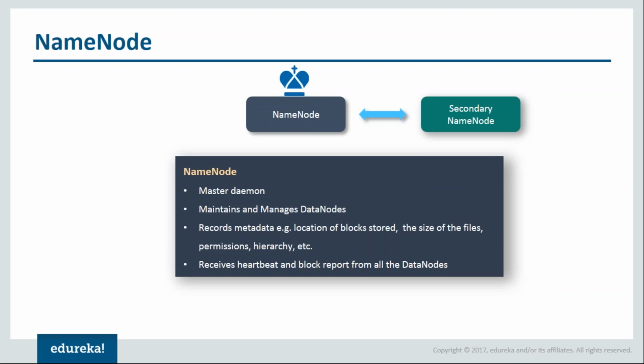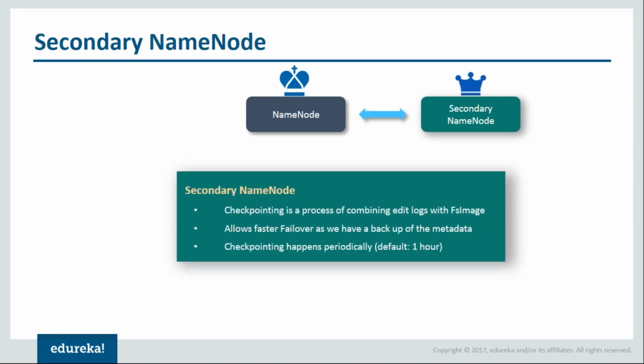And since it acts as a master node, it also receives heartbeats, the little hearts you saw popping in the earlier slide. The data nodes are actually sending heartbeats to the name node, which is nothing but signals just to tell the name node that the data node is alive and functioning properly. Now comes the secondary name node. The secondary name node does a very important task, and that task is known as checkpointing.